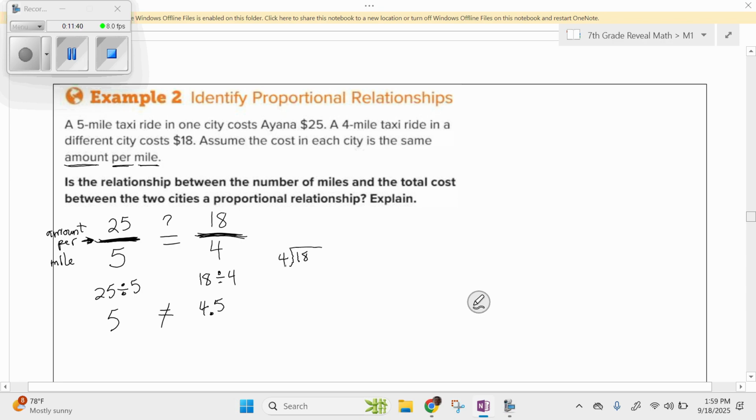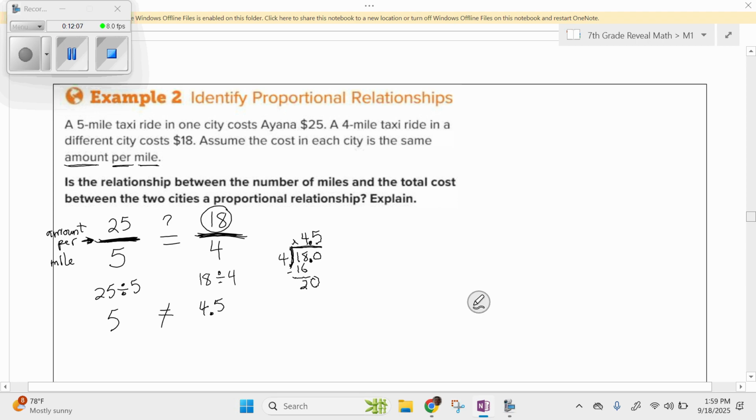Top dog gets the doghouse. I say this is like the doghouse, and this is the top dog because it's top of the fraction. Top dog gets the doghouse. 4 doesn't go into 1. 4 goes into 18 4 times. 4 times 4 is 16. Subtract, 2. Bring down a decimal, bring it up there too. 4 goes into 20 5 times. So we get 4.5, and they're not equal.